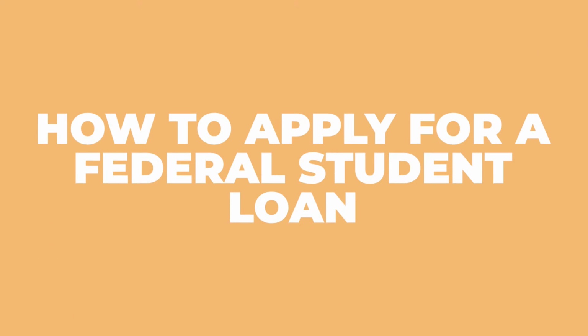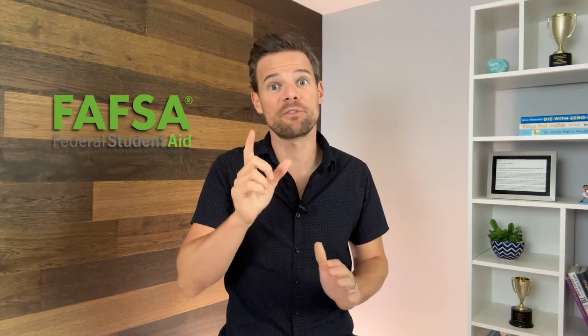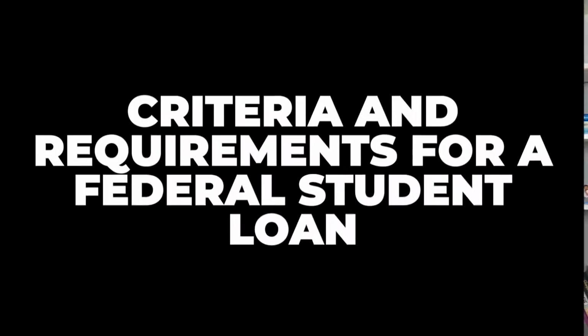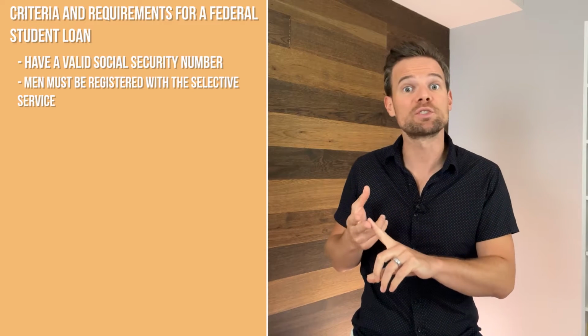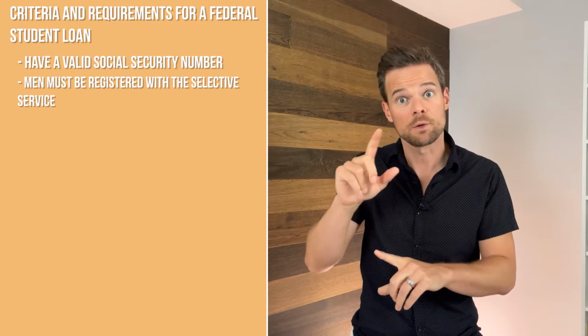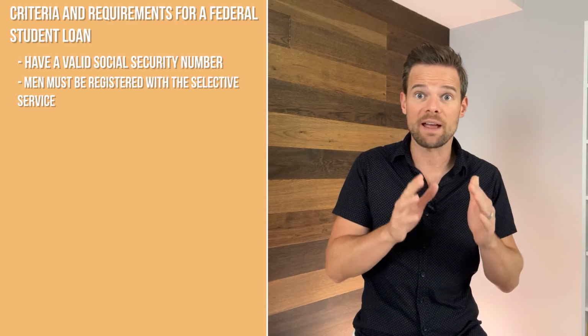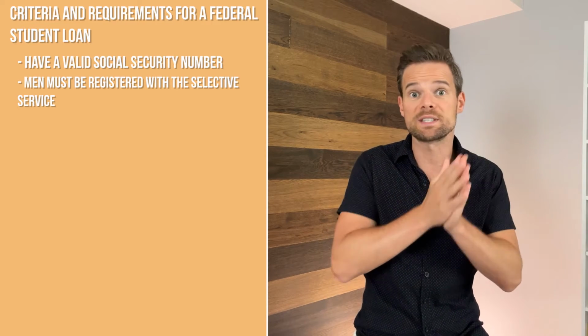Okay, let's discuss how to apply for a federal student loan first. For U.S. citizens applying for educational loans in the U.S., the FAFSA application is the starting point for federal student loans. Here are the criteria. Having a valid Social Security number. Men must be registered with the Selective Service. Those male students between 18 and 25 have to register with the Selective Service to receive loans.